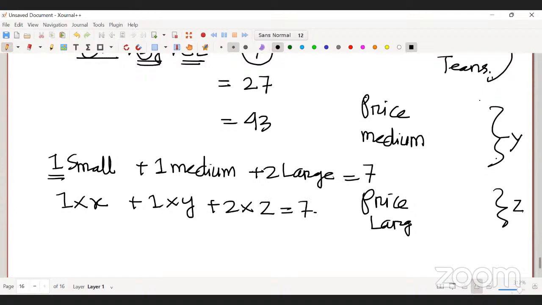Similarly, you have 2 more pieces of information. So using these 2 pieces of information, you will get 2 more linear equations, right? Correct. Yes. Is it clear now, or do you still have confusion?